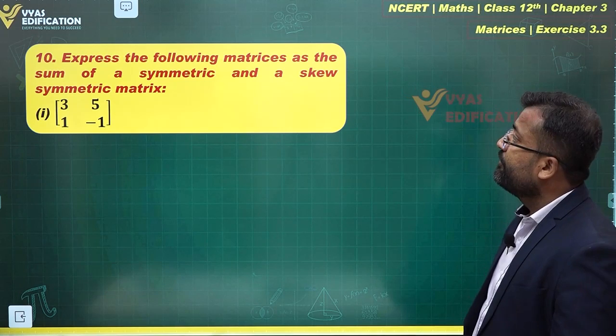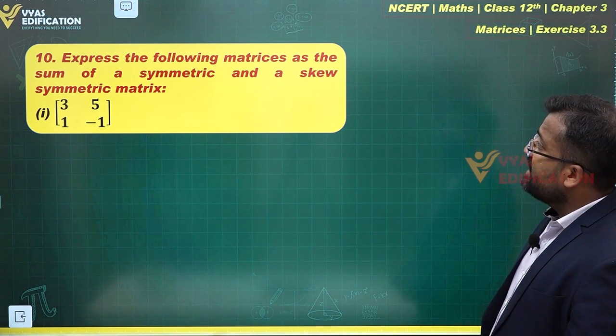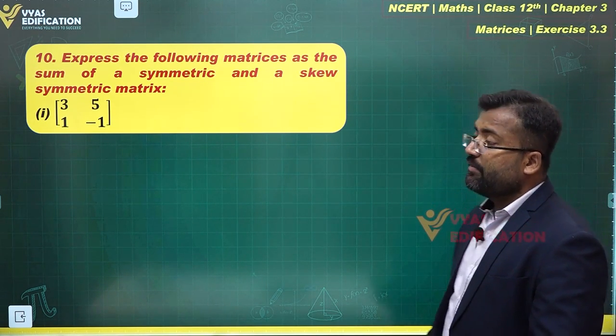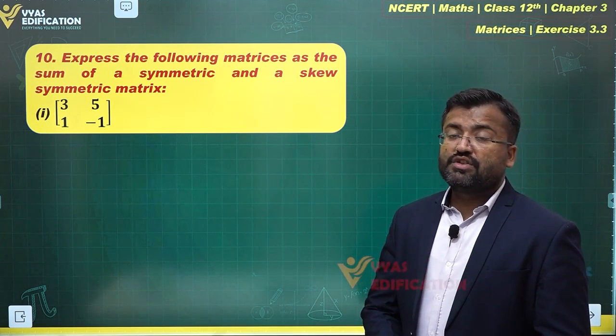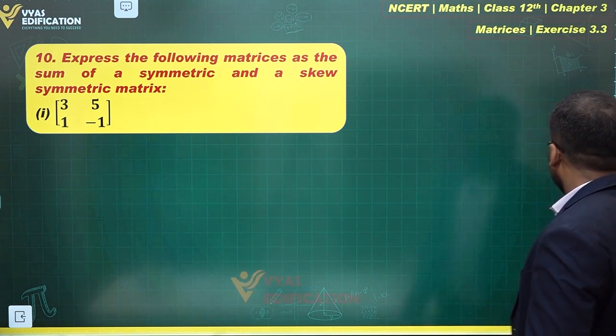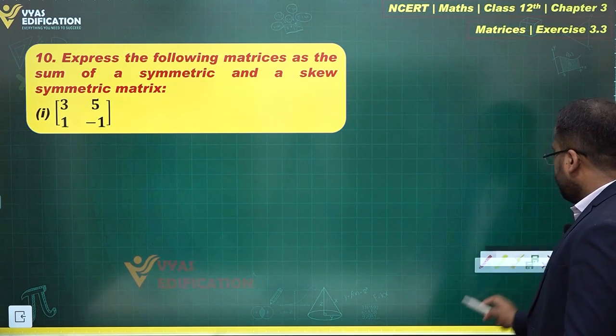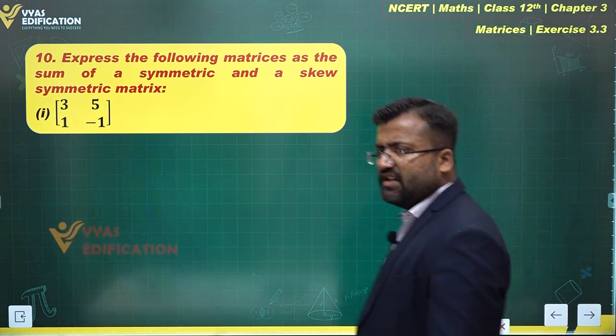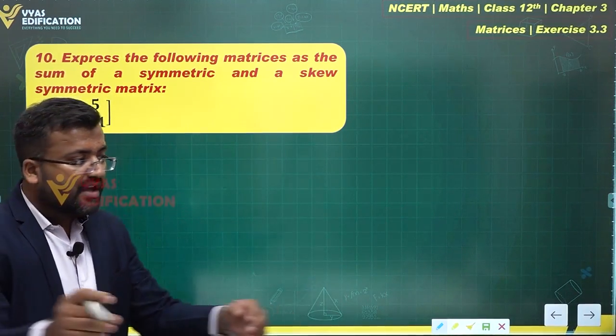Let's discuss this question. Express the following matrices as the sum of a symmetric and skew symmetric matrix. How are we supposed to do that? Expressing any matrix as a sum of symmetric and skew symmetric matrix, we have a standard process. What does that standard process say?